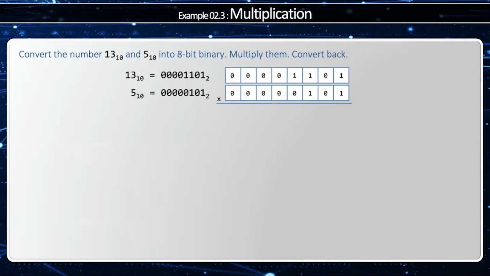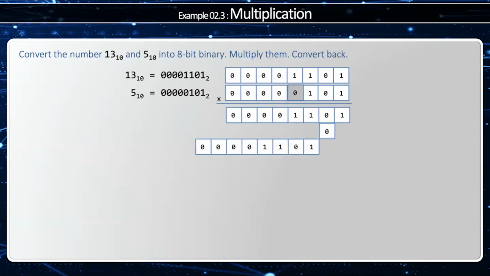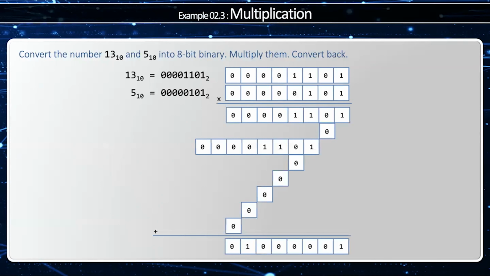And so remember, if the slot is 1, I just copy it down. If the slot is 0, I skip it. If the slot is 1, I copy it down. If the slot is 0, I skip it, and so on. And then when I'm finished, add them all up, and I get 01000001. Verify that 13 times 5 is 65.